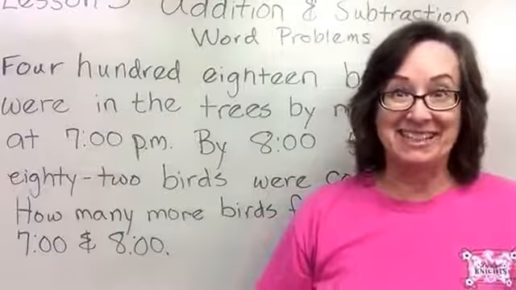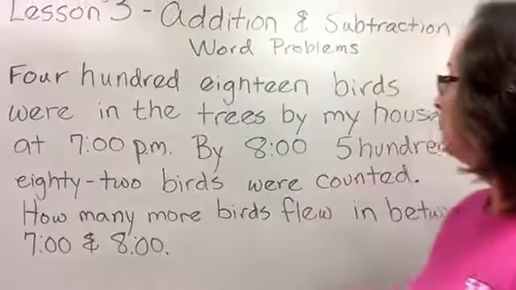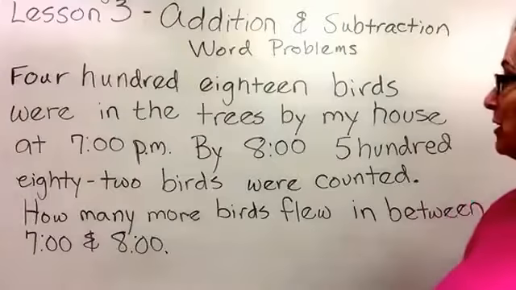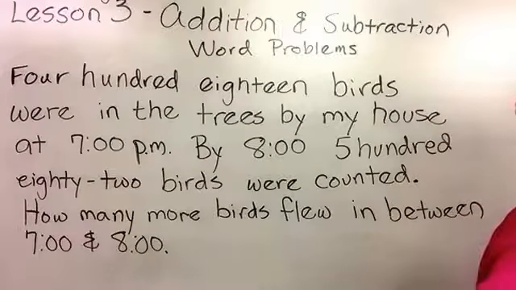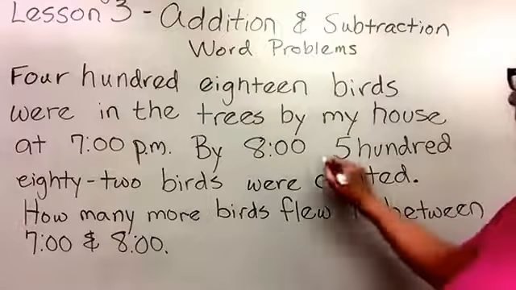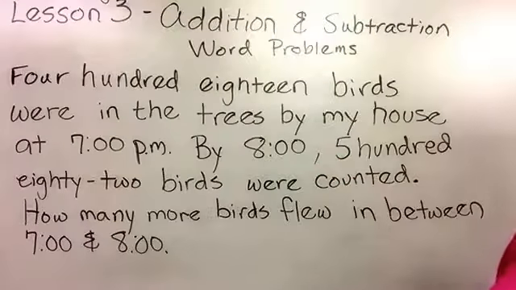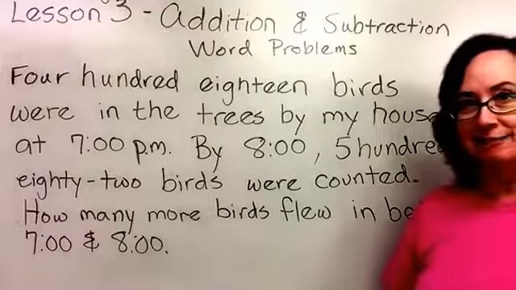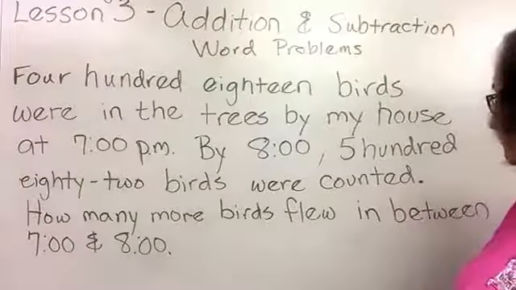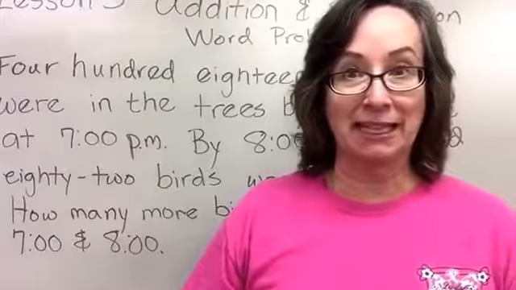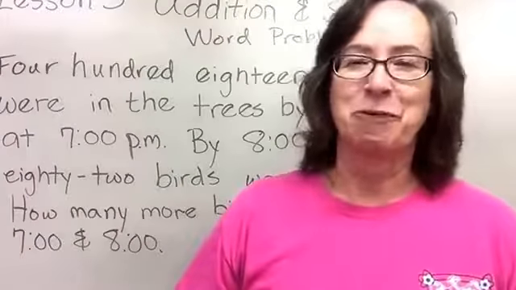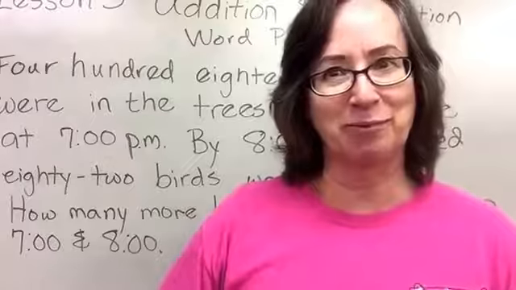All right, this one is a fun one. 418 birds were in the trees by my house at 7 o'clock p.m. By 8 o'clock, 582 birds were counted. How many more birds flew in between 7 and 8 o'clock? How would you like to do that counting? We can do almost anything in a word problem, can't we?